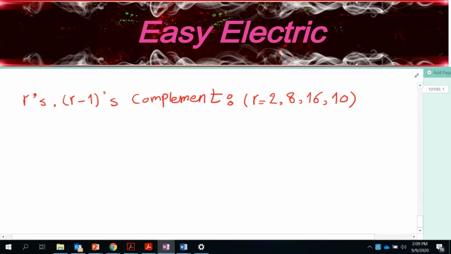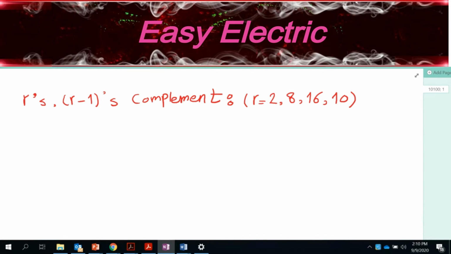So for example, whenever you have a number in base 2, what is the R's and R minus 1's complement? You will have 2's complement and also 2 minus 1, 1's complement, okay? Whenever you are in base 8, you have 8's complement and 7's complement. Whenever you are in base 16, you have 16's complement and 15's complement. Whenever you are in base 10, you have 10's complement and 9's complement. So let's see what they mean and what is the application of them.